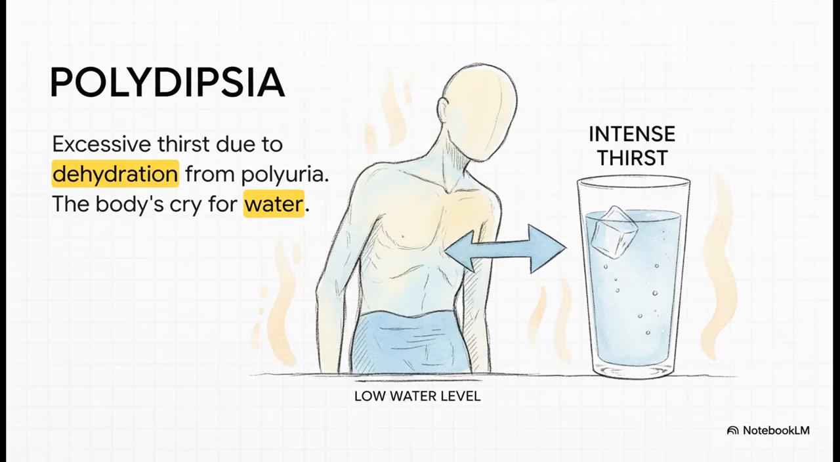And, of course, all that urination is going to lead right to our second P, polydipsia. The body is losing so much fluid that it triggers this intense, overwhelming thirst. It's the body basically screaming for water to try and replace everything that's being lost.